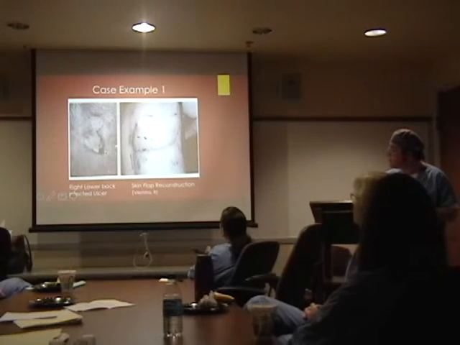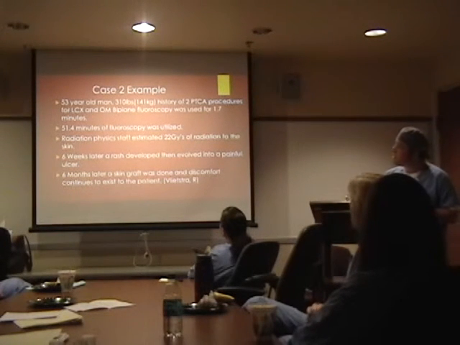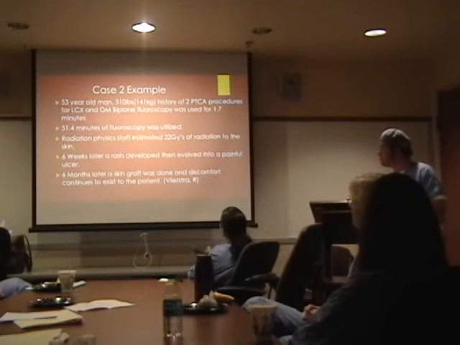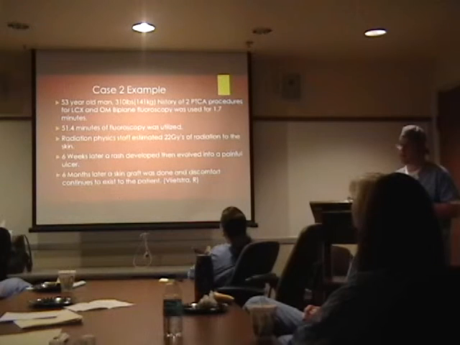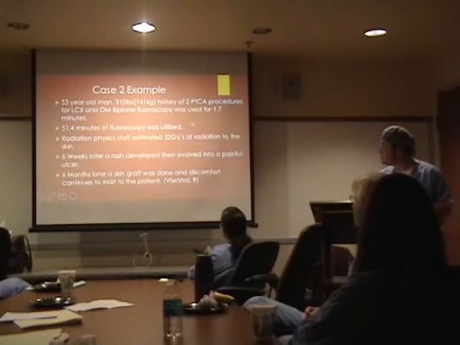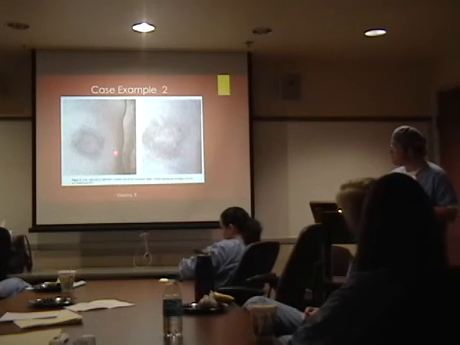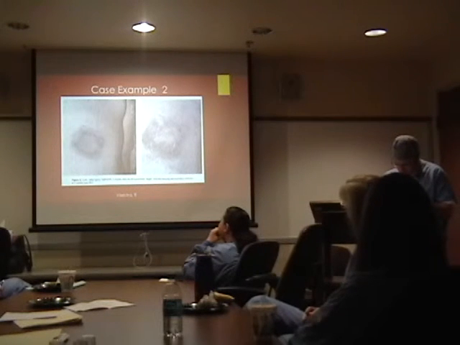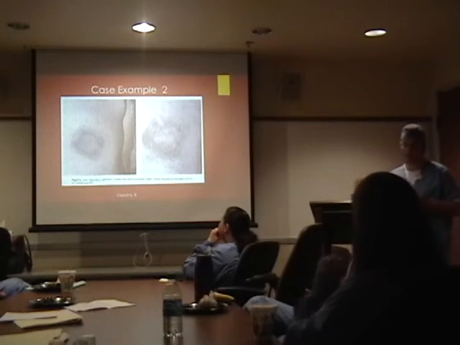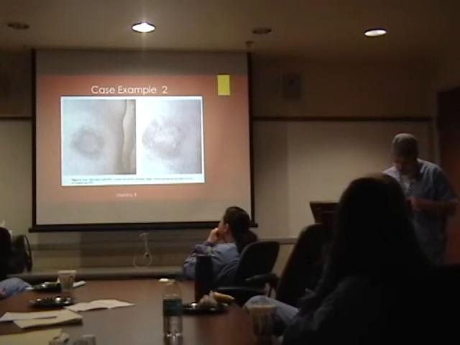Okay, let's go forward. Okay, there we go. All right. So again, here's another example. So again, 141 kilograms, about 52 minutes of fluoro. Now this guy hit 22 grays. So that is extensive. Very extensive. So 6 weeks later, rash developed. 6 months later, and there's his injury. It was a complex procedure, but still, this individual still has pain from having his procedure done. So he still has pain.